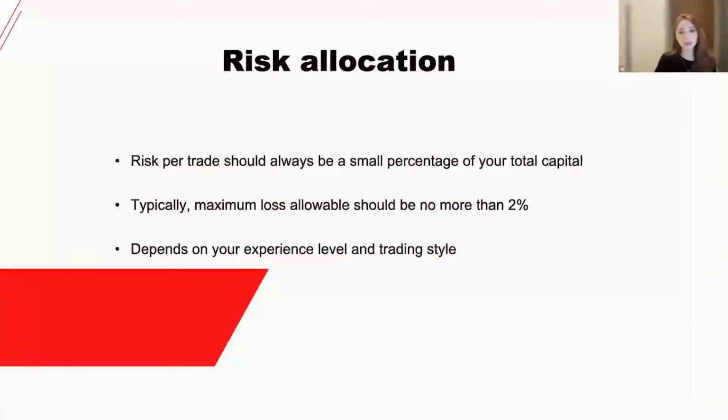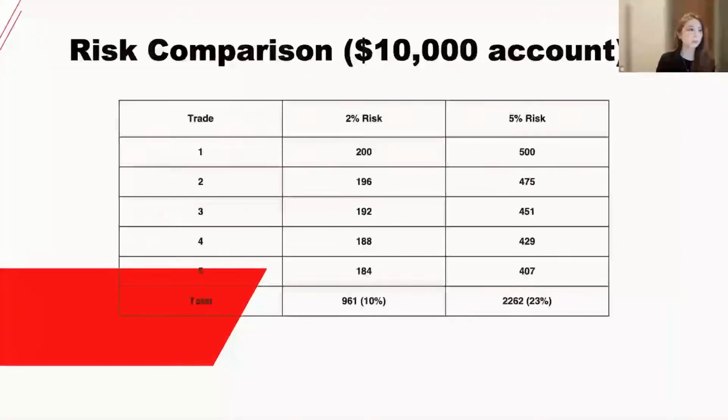There are many different kinds of risk takers. We have the very, very safe kind, and we have adverse risk takers. Normally when we are sharing this kind of risk allocation content, we will tell our attendees that maximum loss shouldn't be allowable more than 2%. That also depends on your experience level and trading style.